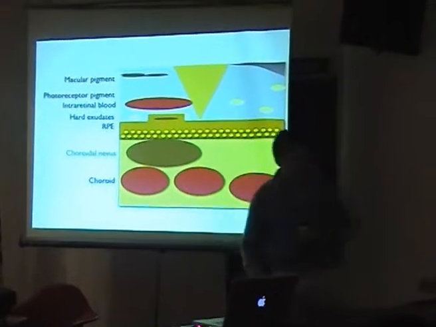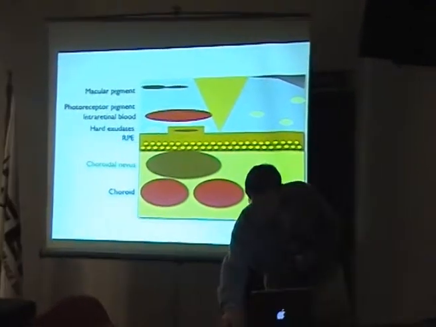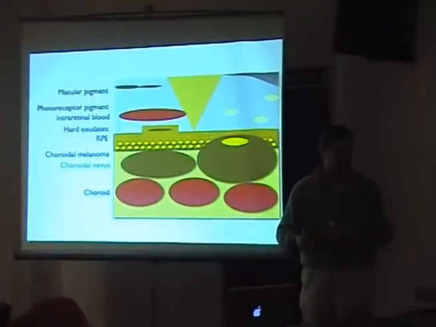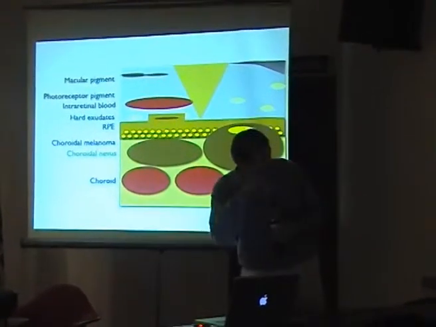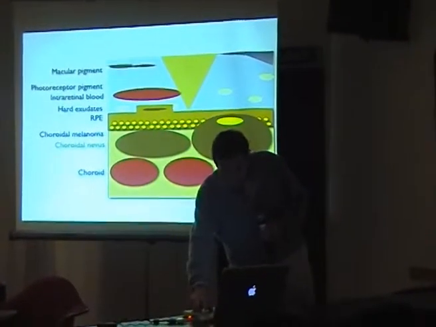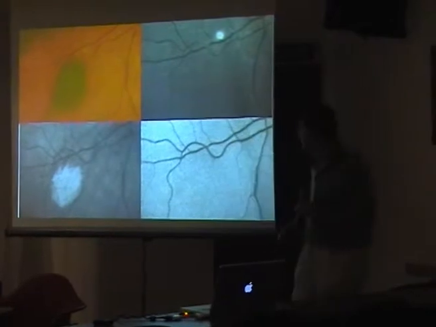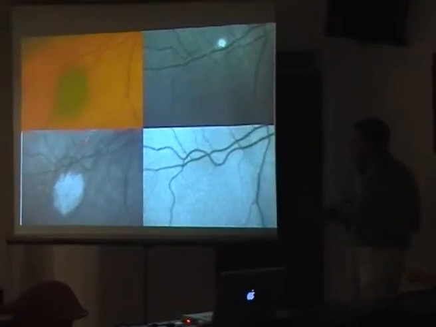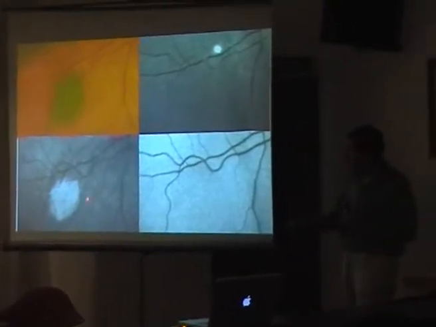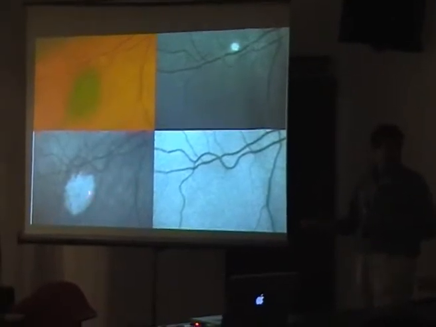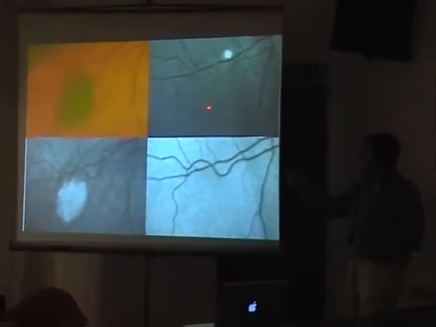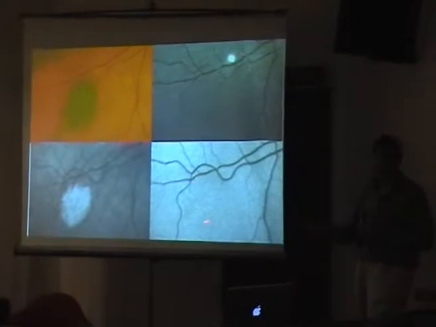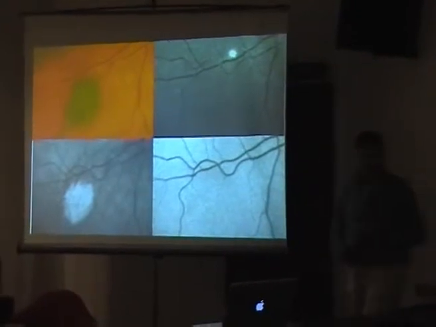Then we have choroidal nevus, which is usually behind, and choroidal melanoma, which could be behind the RPE, but it's a little bit different. Choroidal nevus is very well visible in infrared, not visible in red free, not visible in autofluorescence.